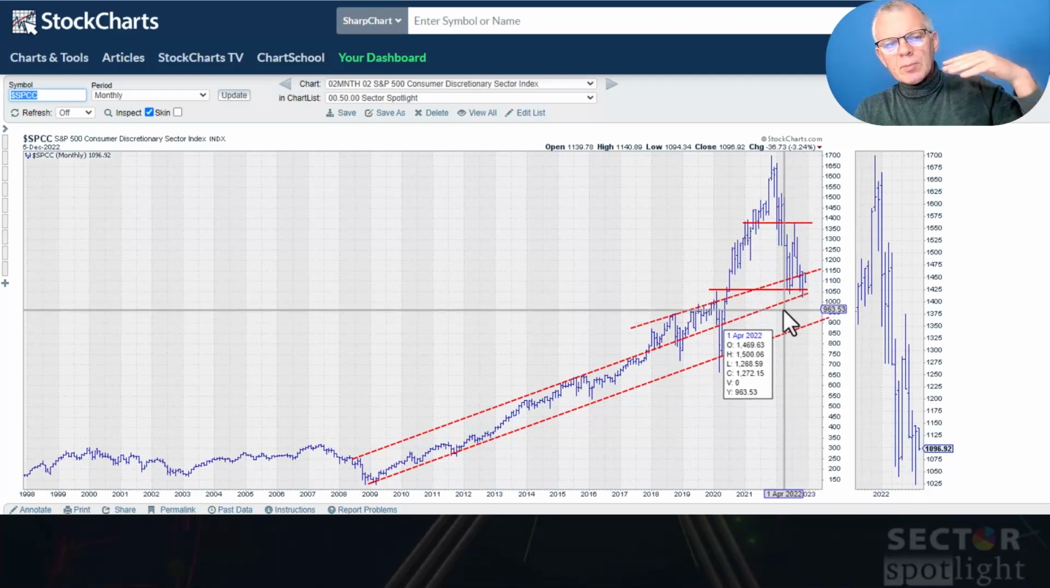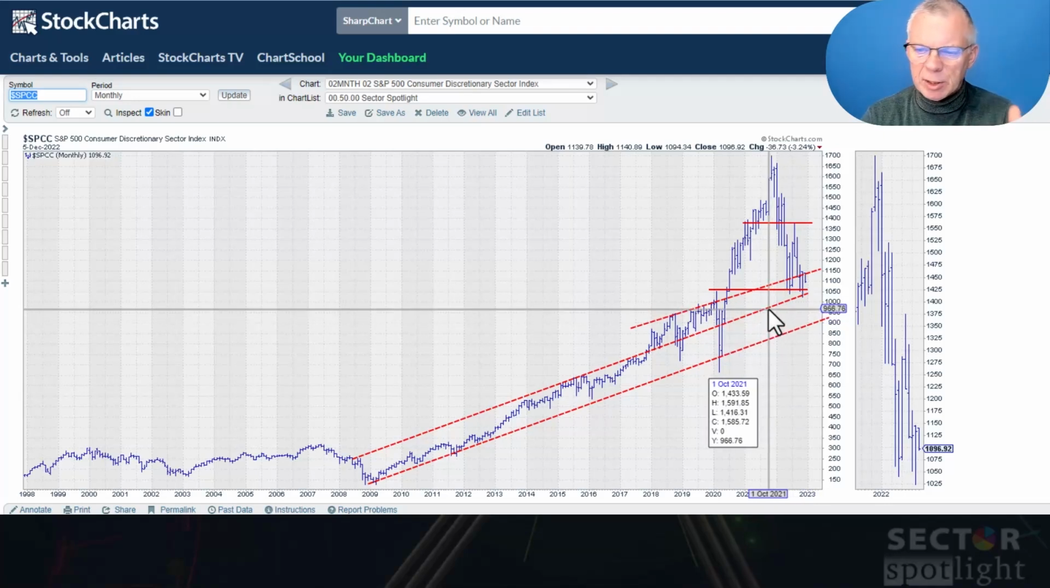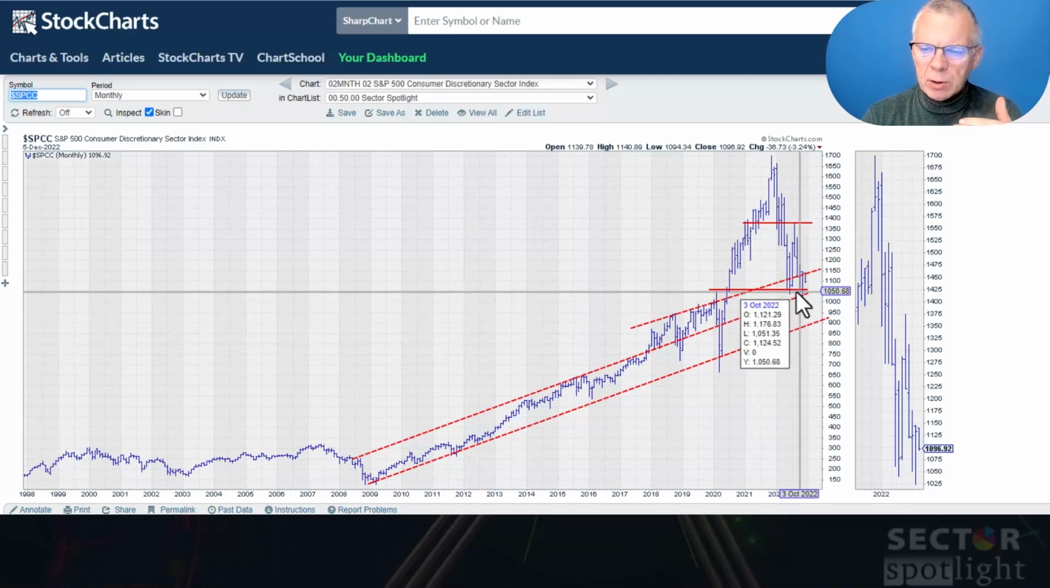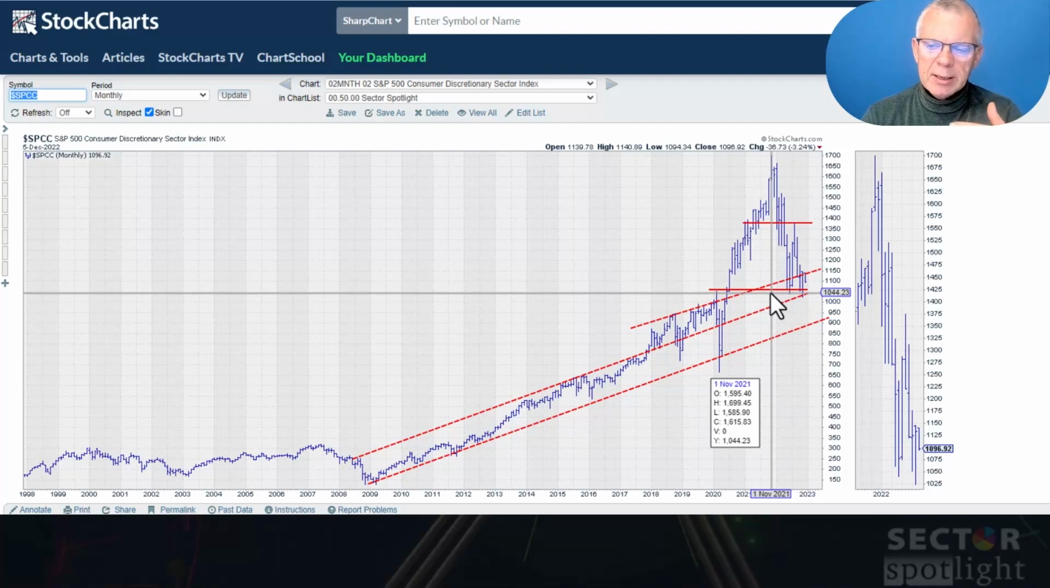So the downtrend in consumer discretionary is still in play. That weakness is still there. And we really do need to hold this support area here to prevent this sector from falling further. And because it's such an important sector, if consumer discretionary starts to accelerate lower, that's bad news for the S&P 500.